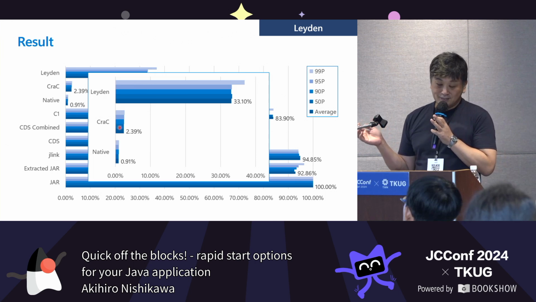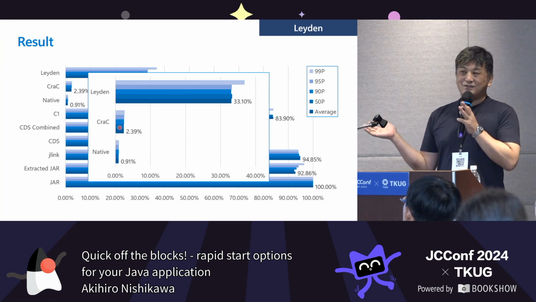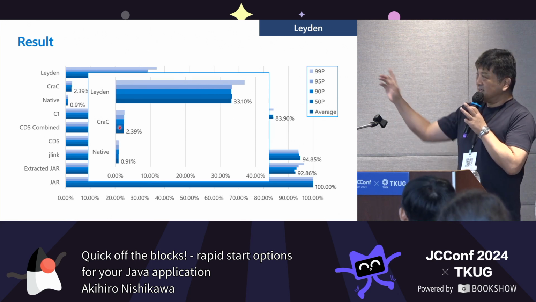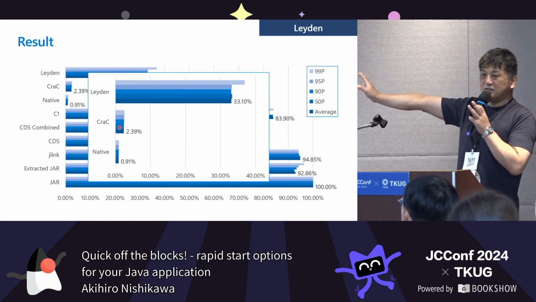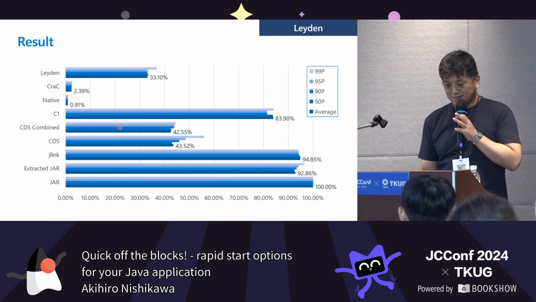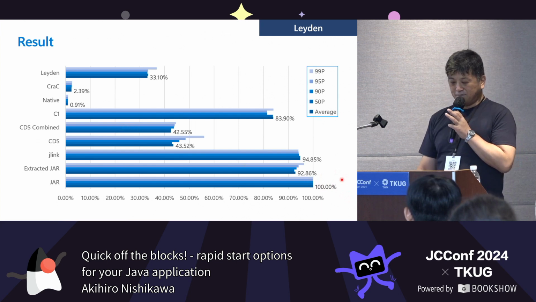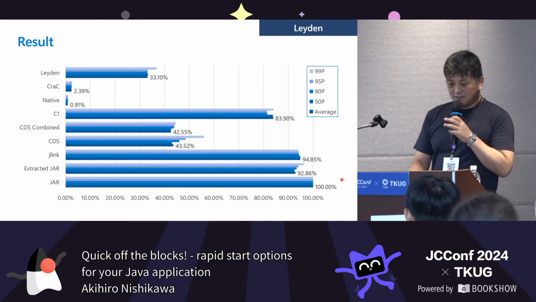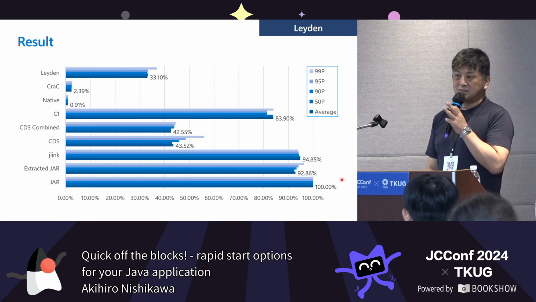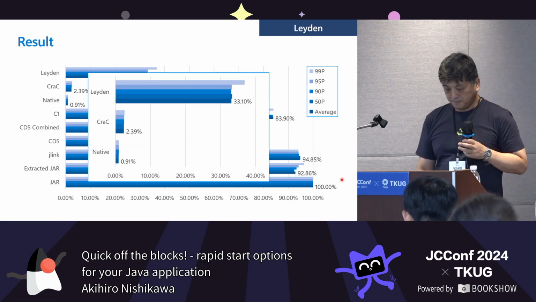So Leyden is quite slower in comparison. You can see Leyden seems too small, too slow. But against the base image, we can gain much more performance than the base model.